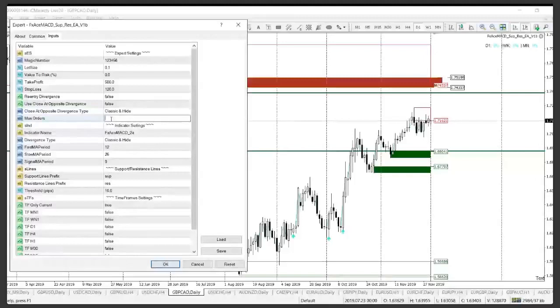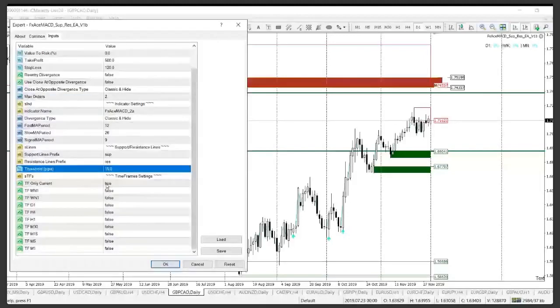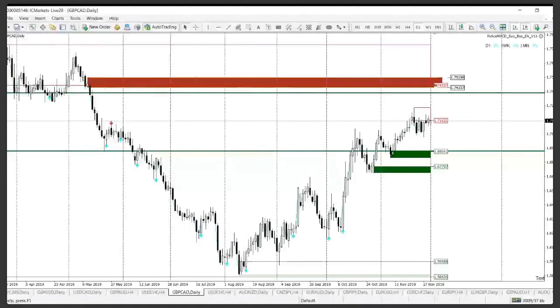So max orders is 2, and say a 15-minute buffer. Make sure the time frame only current is false. 1 hour is true. 30-minute is true, and 15-minute is true. Okay, long and short, yes, allow live trading, and that's it. Okay, you don't need to do anything else. You just let the market, well, what we have to do here is put these in, sorry.